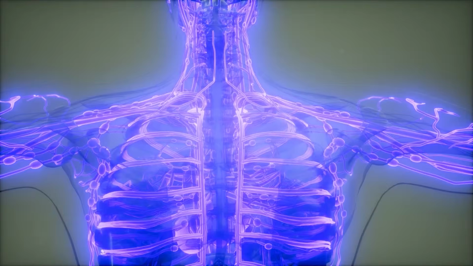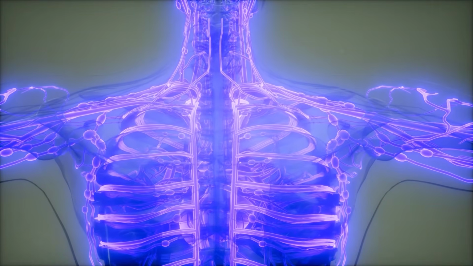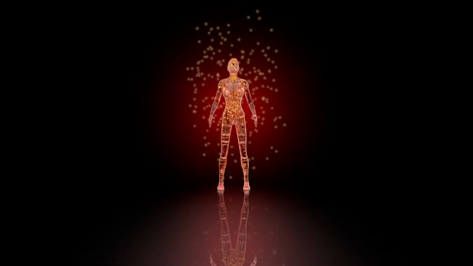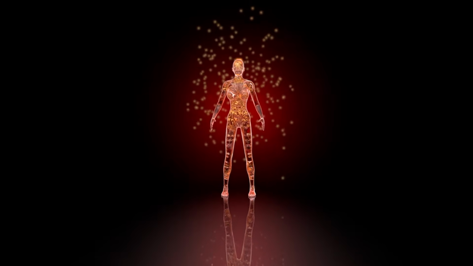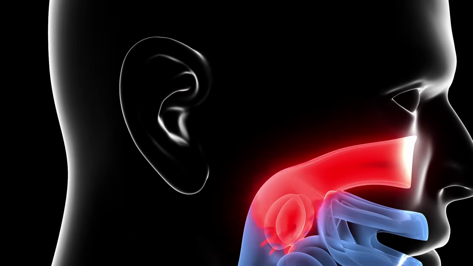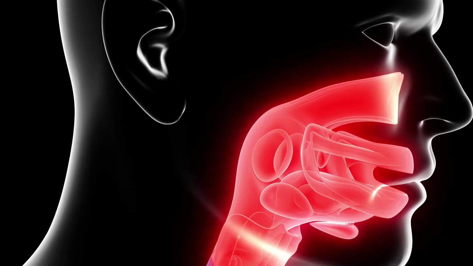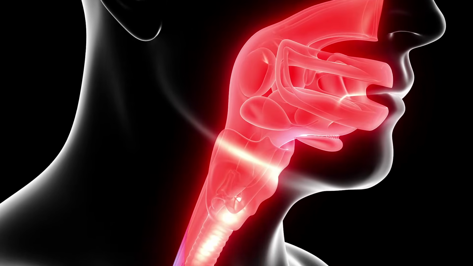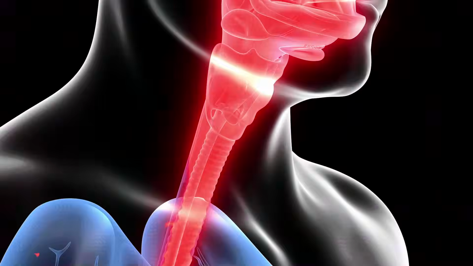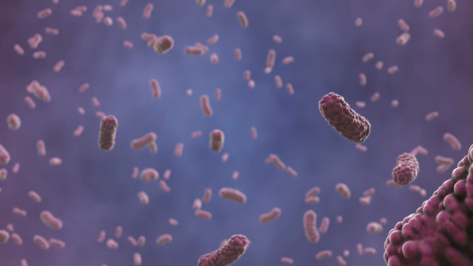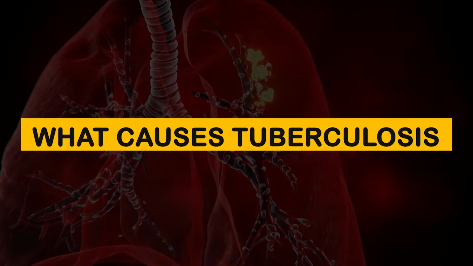TB is not just a simple lung infection. It is a disease that interacts deeply with the immune system and can remain hidden in the body for years before becoming active. Understanding how TB works requires understanding how it enters the body, how the immune system responds, and how the bacteria survive. What causes tuberculosis?